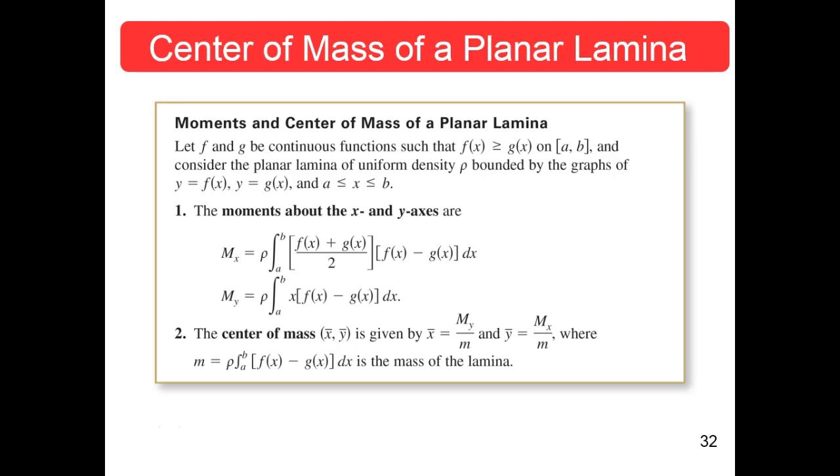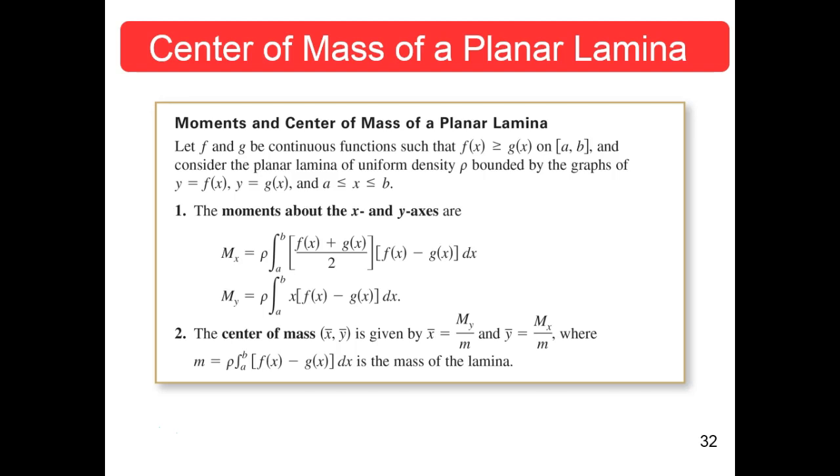Okay, moments and center of mass of a planar lamina. If f and g are continuous functions, remember, all that's required is that f of x is always greater than or equal to g of x. They can touch, but they can't cross. So f of x is always greater than or equal to g of x on the interval a to b.